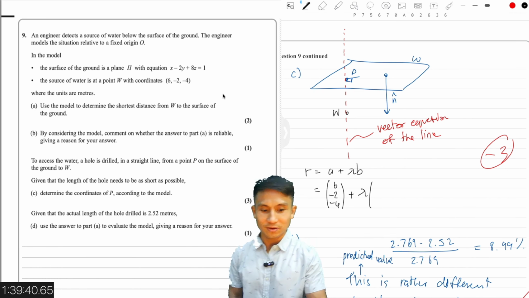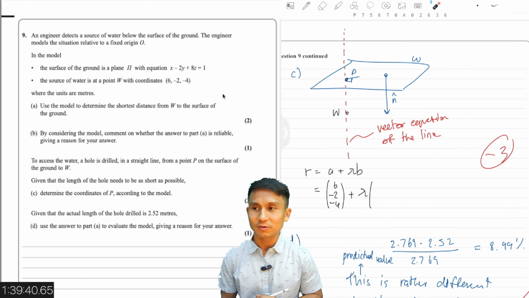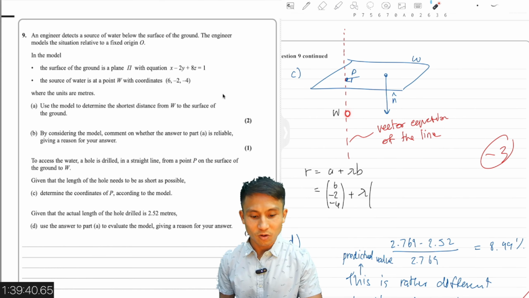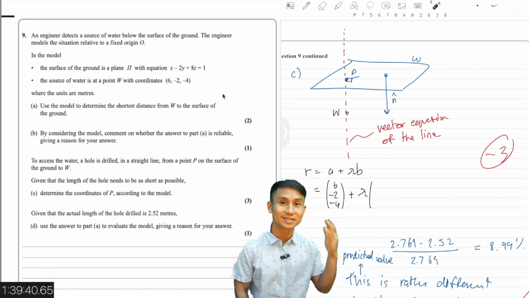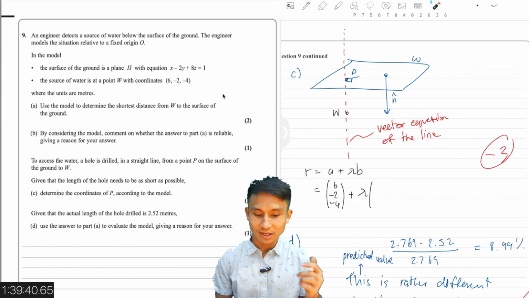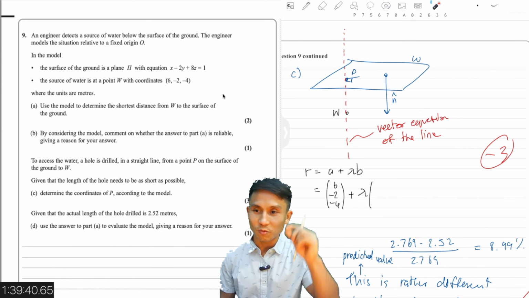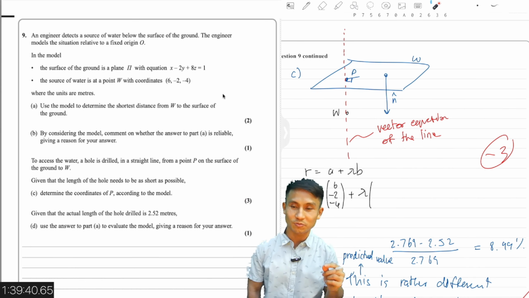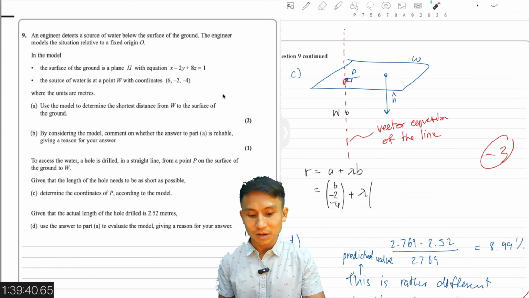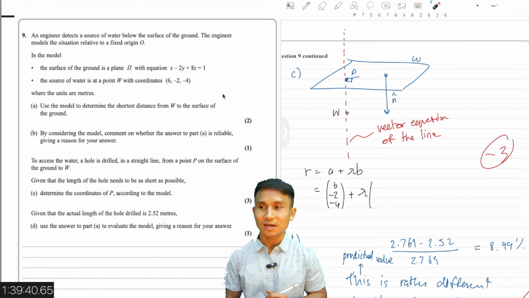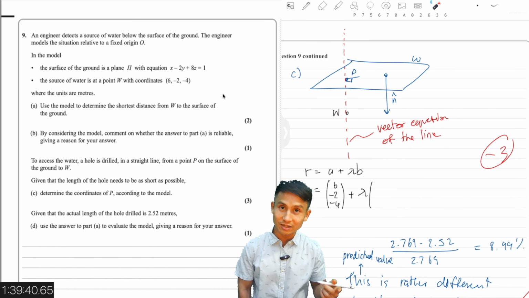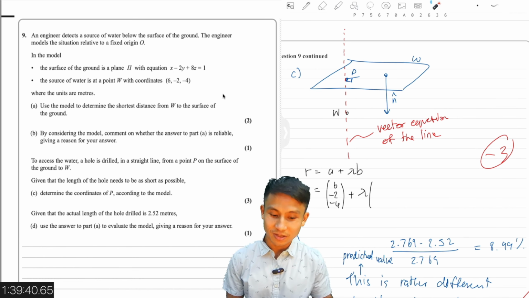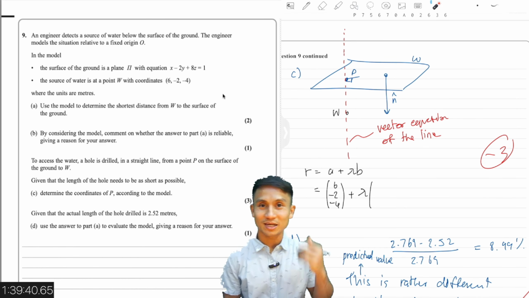It's being parallel to the normal vector of the plane, because don't forget, the line joining these 2 points, the water source W to P, must be perpendicular because it's the shortest distance. That's the logic there. They want P and W to be as close as possible. That means this line must be perpendicular. That must be the WP line here, which must be parallel to the normal vector of the plane, because the normal vector is also perpendicular to the plane.